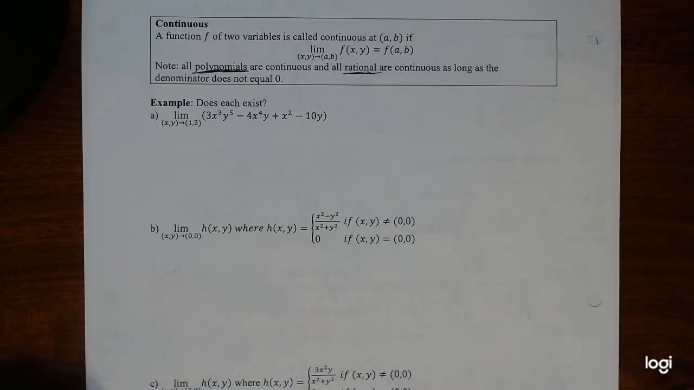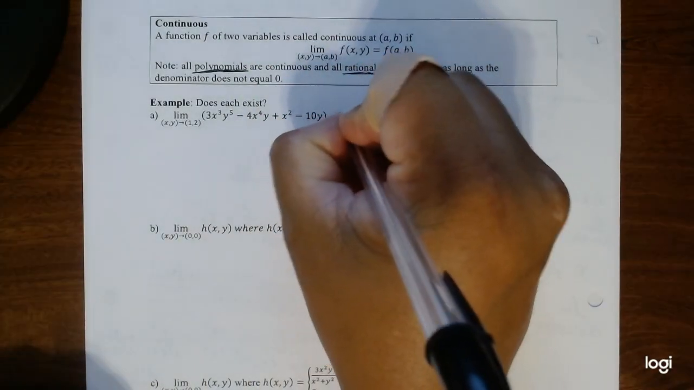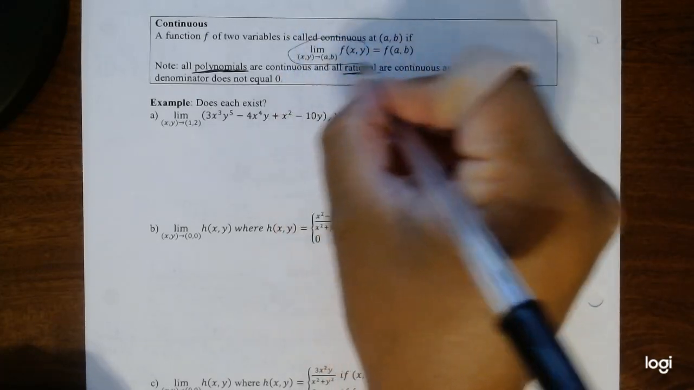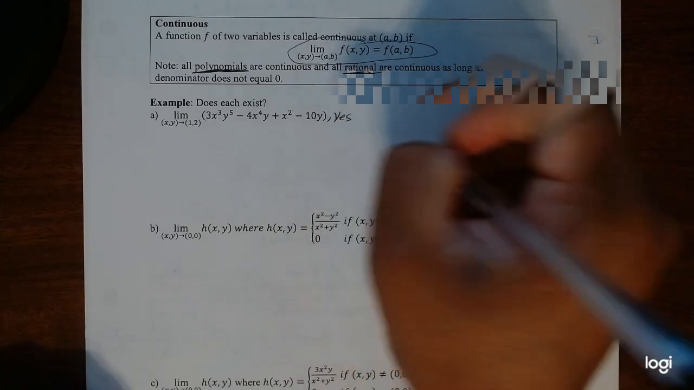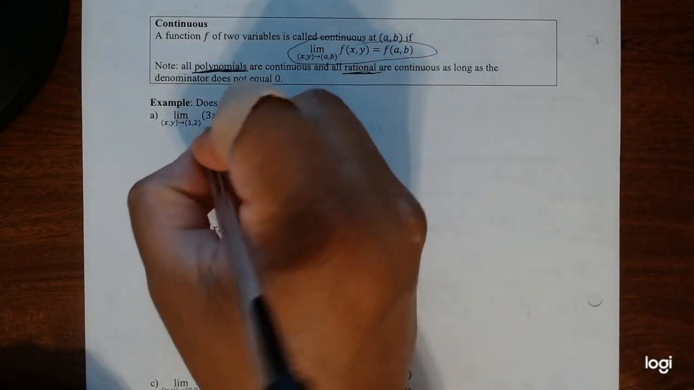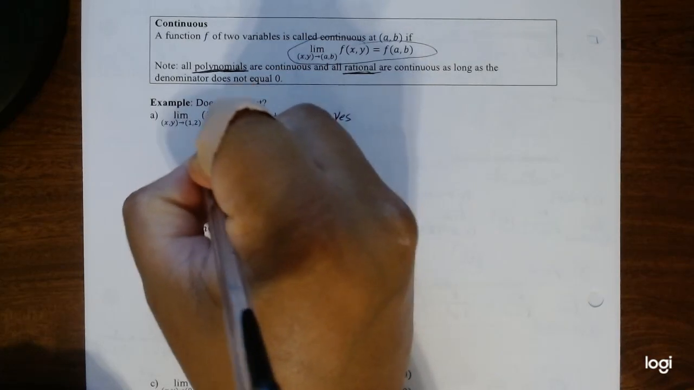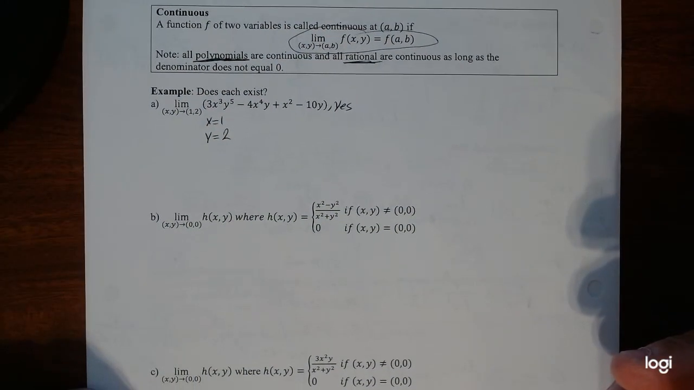So therefore, here's a fun little example. Does the limit exist for this one? Absolutely yes, because as long as it's continuous, the limit does actually exist. So yes, it does exist. All right, and if you want to find it, you just plug in 1 for x and 2 for y, and you can actually find the limit itself.